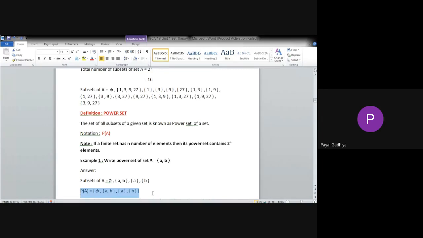Clear with the concept of power set? Yes, ma'am. You just have to make a set of subsets. That's it. But you have to consider all the subsets. Okay.